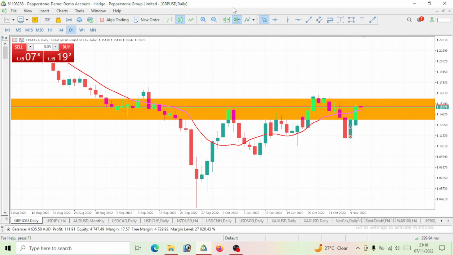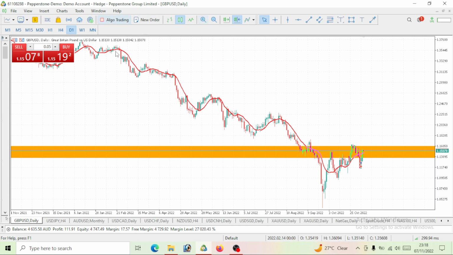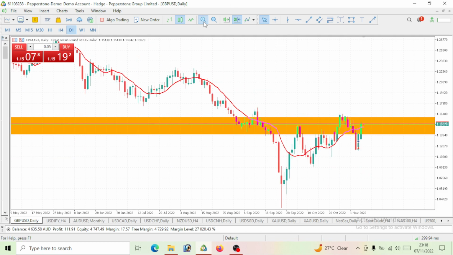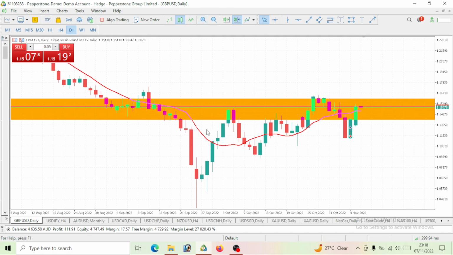And let's get started. So first of all, we would start with our daily time frame, right? The trend, this is a bearish move. This is a downward trend. Our price is below, right? And I've also included this moving average.